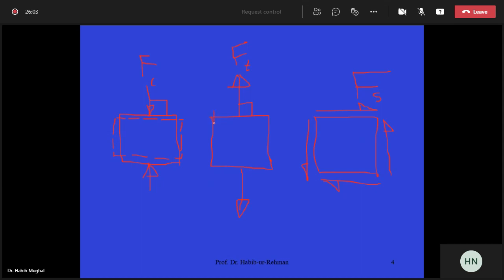What does the tensile force do with the material? Elongation. Yes, elongation or extension, in the direction of applied force. So deformation produced by the compressive force is shortening. Deformation produced by the tensile force is elongation. What would be the deformation produced by the shear force? What will shear force do? The sliding.